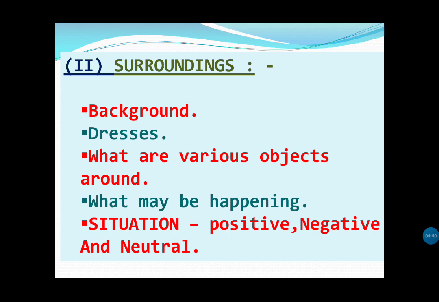Then what is the situation, whether it is positive, negative or neutral. A positive situation is if somebody has won a trophy or some party is going on, people are laughing. A negative situation is when some argument is happening. And the most difficult is neutral, when you can see a group of people and there are no expressions. You can't make out whether they are happy or sad. So this is a neutral situation, and it is very difficult to write a story on neutral situations.